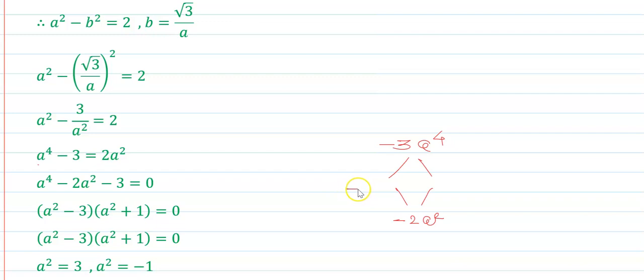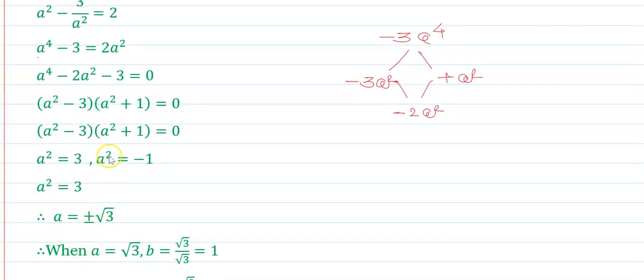Then what are the two terms? That is minus 3a square and plus a square. The product is minus 3a raised to 4 and the sum is minus 2a square. And hence the factors are (a square minus 3) into (a square plus 1). And hence a square is equal to 3, a square is equal to minus 1.